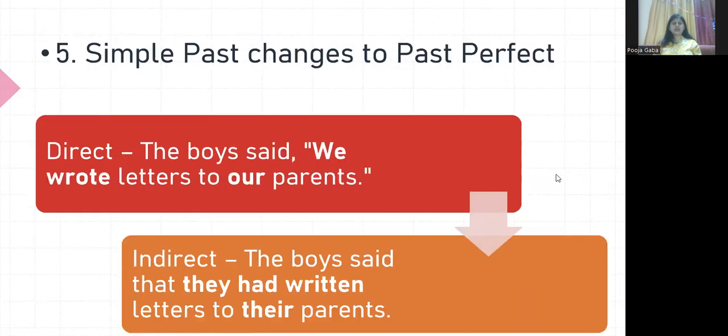Now the next one is simple past changes to past perfect. See this example. The boys said, we wrote letters to our parents. The boys said will remain same. Inverted comma will change to that. We according to the boys will change to they. Wrote will become had written. They had written letters to their parents. Our according to the boys will become their. So the answer will be the boys said that they had written letters to their parents.